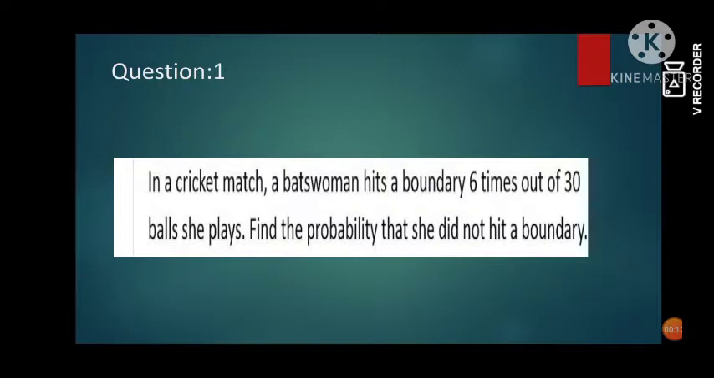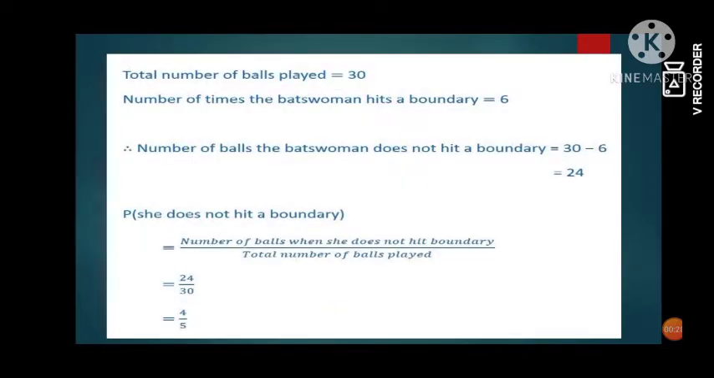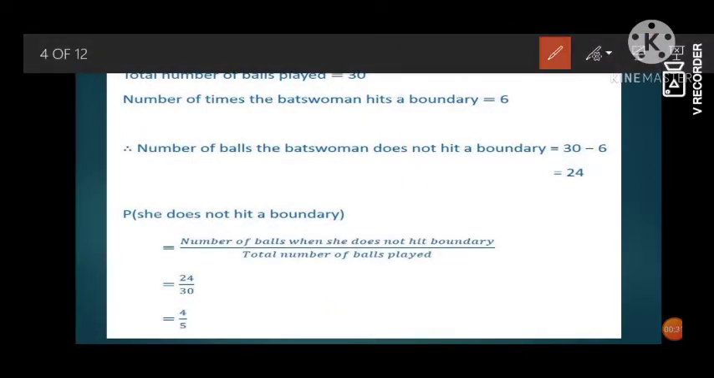In a cricket match, a batswoman hit a boundary 6 times out of 30 balls she plays. Find the probability that she did not hit a boundary. So, the total number of balls played by the batswoman is 30 and the number of times she hits a boundary is 6. So, the number of times she was not able to hit a boundary will be 30 minus 6, as 6 is the number which she has hit for the boundary. So, the number of balls on which the batswoman does not hit a boundary is 30 minus 6, that is 24.